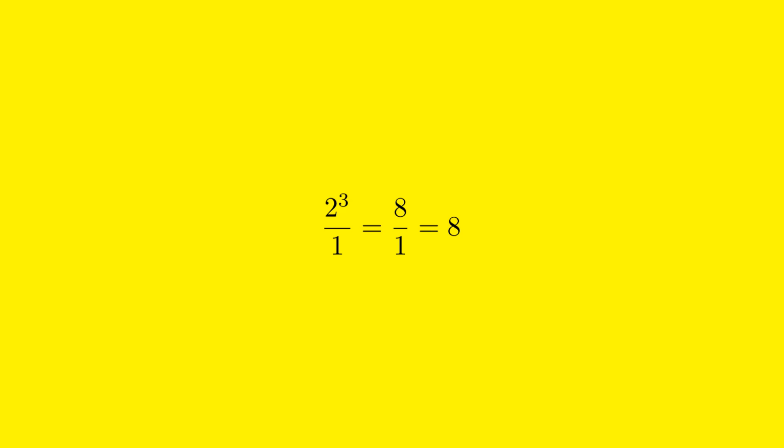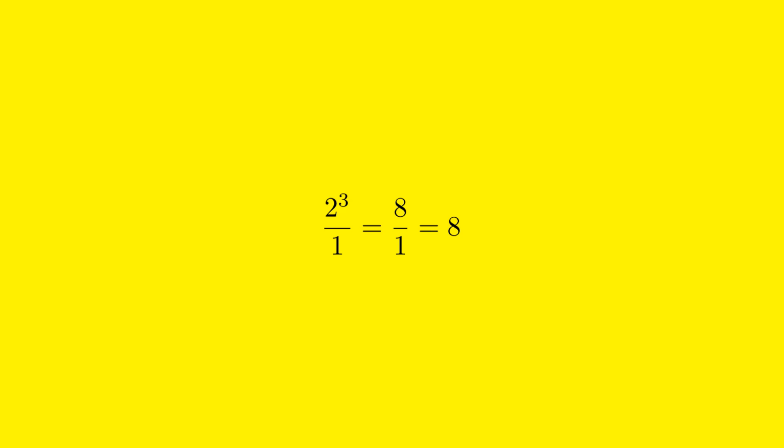Since 8 is the numerator and 1 is the denominator, we ask ourselves if there is any number other than 1 that can divide both 8 and 1. The answer is no. There are no common factors except for 1. Therefore, we cannot simplify 8 divided by 1 any further.